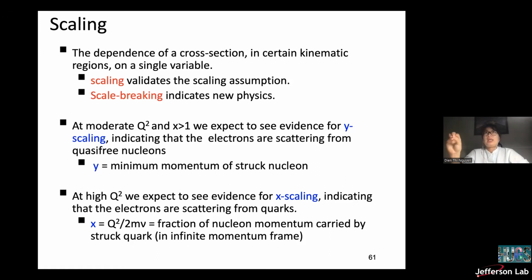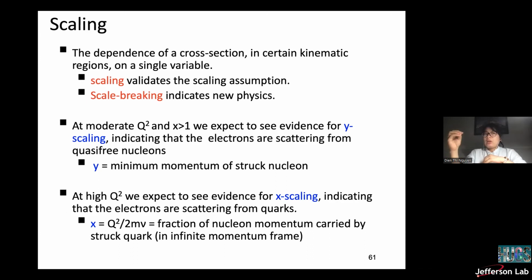We call it a scaling function. If we see the scaling happening, it means that it validates the scaling assumption. For example, we say that in that region we have assumptions 1, 2, 3. If you are able to find that scaling variable, plot the scaling function, and see it very much constant, then you will say that the assumption is working in that specific kinetic region.